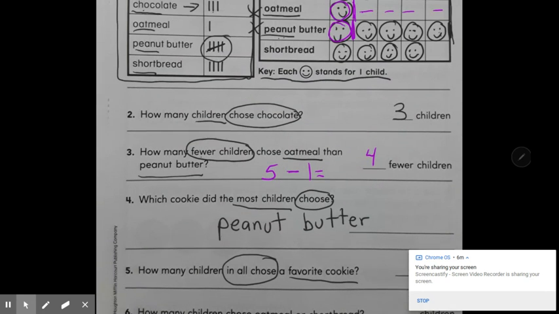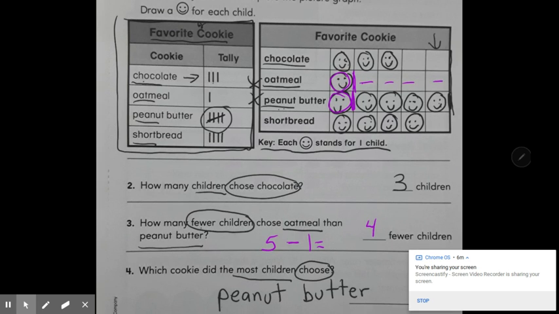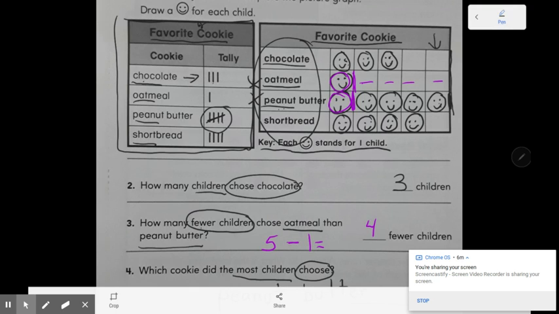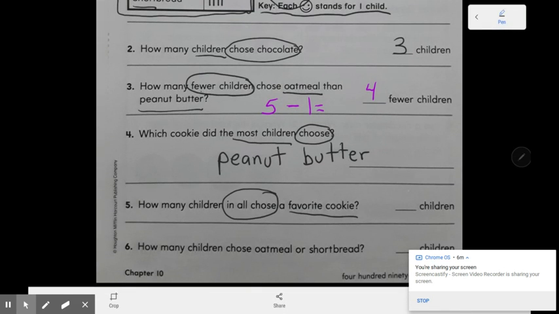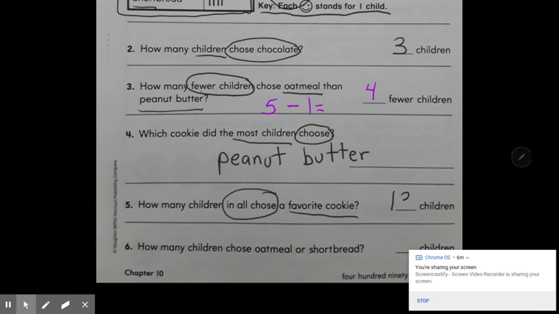Now, as you remember, the title says favorite cookie. That means that all of these are the favorite cookies. Now we want to know how many children in all. And yes, you guessed correctly. We're going to have to count all the children. So we have 1, 2, 3, 4, 5, 6, 7, 8, 9, 10, 11, 12, 13. So there's 13 children in all that chose their favorite cookie. So I put 13 here.